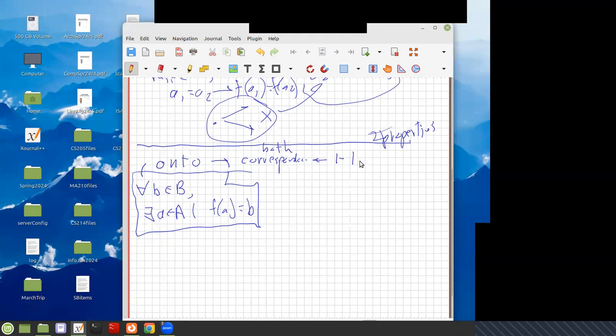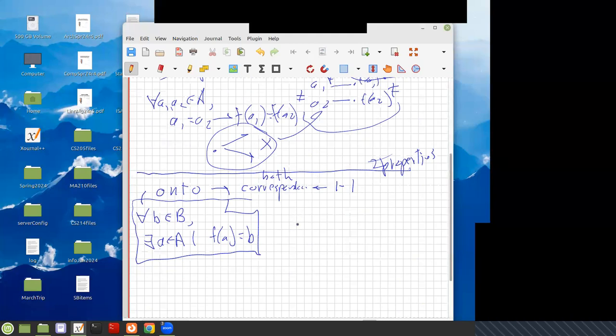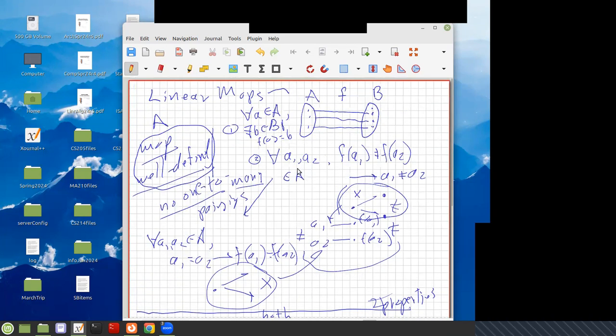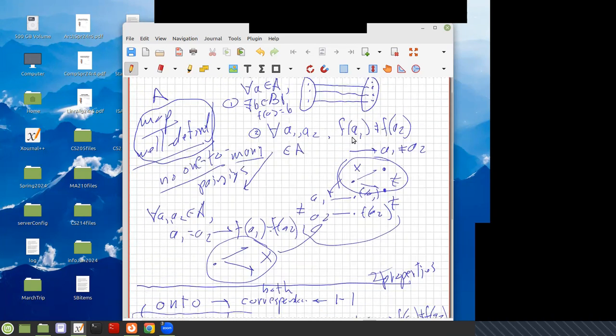Okay? Now, the one-to-one map is sort of the opposite of this one. It says for every two elements A1 and A2, if A1 is not equal to A2, then F of A1 is not equal to F of A2. So you look over here, this one is the opposite order, right? It's got the images imply the pre-images.